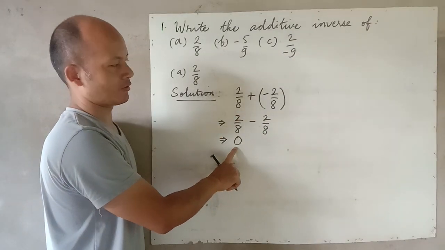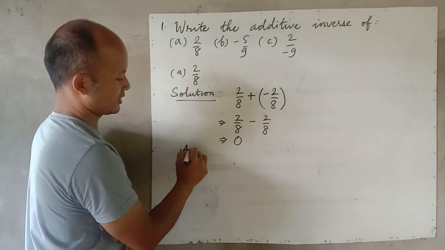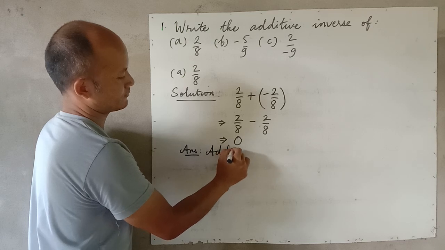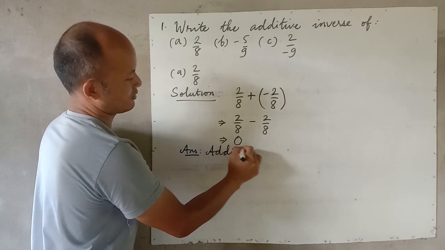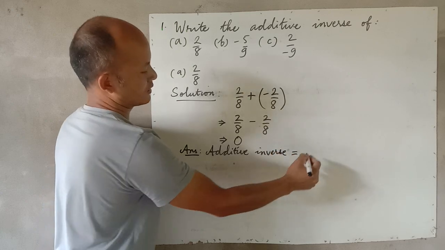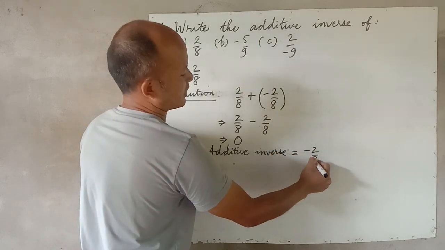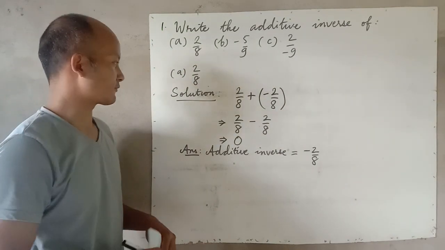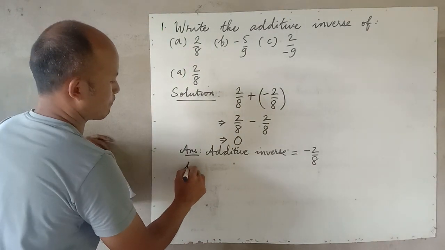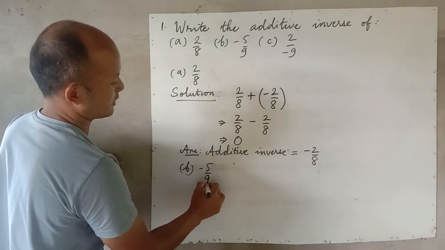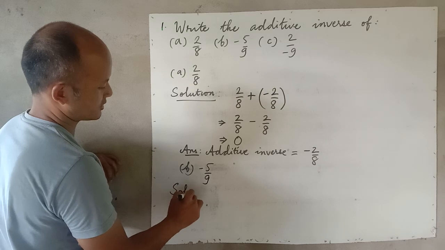you will get 0. All right, so your answer is, let's say, additive inverse is -2 by 8 here. Okay, this is your answer for the first one. Now B. Let's talk about B. -5 by 9.